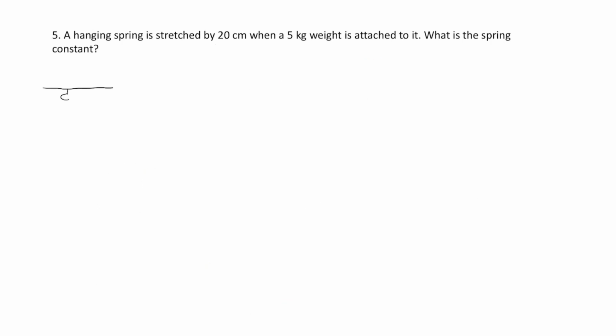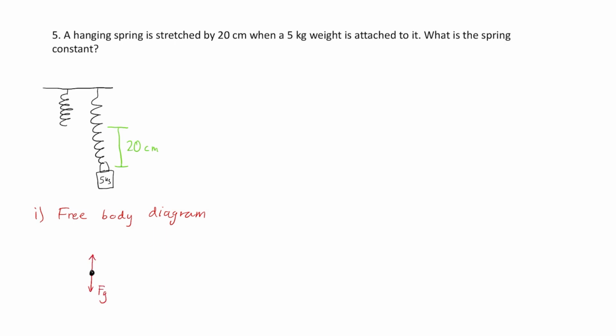Here we have a hanging spring, and we are told it's stretched by 20 centimeters when a 5 kilogram weight is attached to it. We want to determine what the spring constant is. The first thing I want to do is draw a free body diagram. I'll draw a point to represent the weight, which has the force of gravity pushing down on it and the spring force pulling back up on it. We also know that the net force acting on this weight is equal to 0, because it's not moving once it's been stretched.